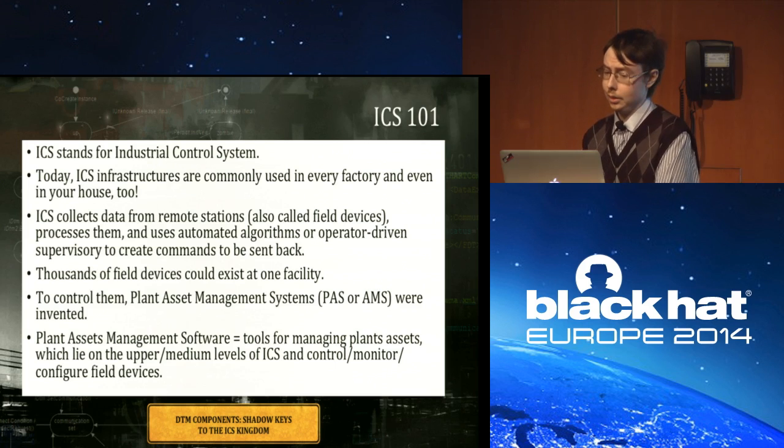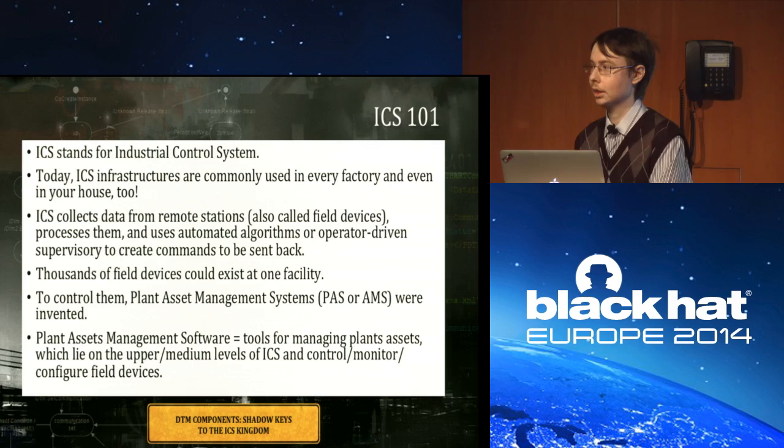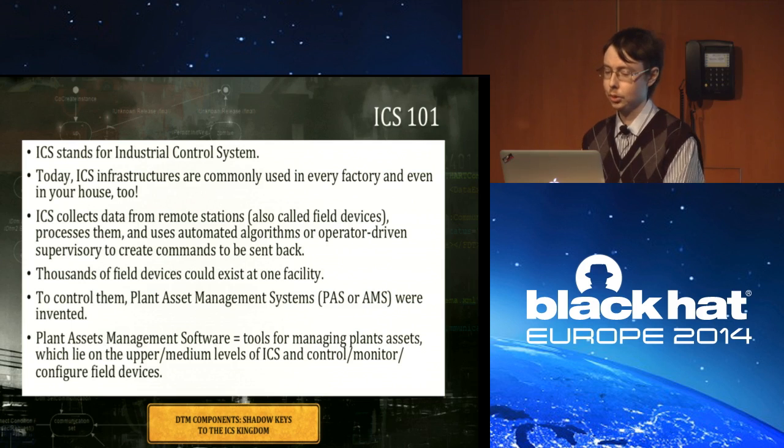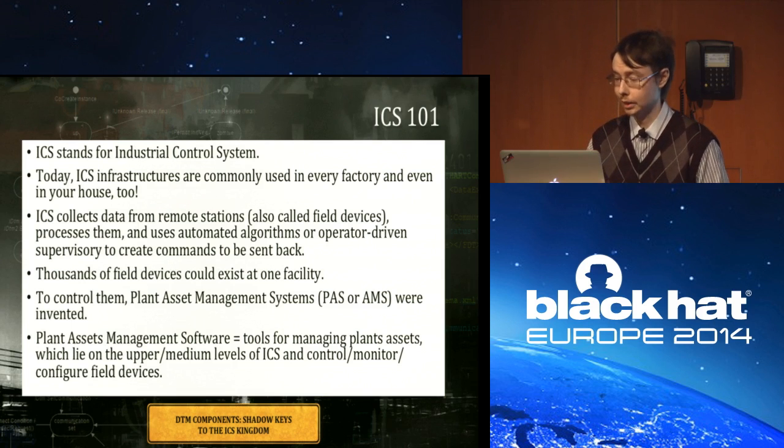You can find thousands of devices in a facility. To control them, plant asset management, PAS or AMS systems were invented. PAS systems are tools for managing plant assets, field devices, controllers, gateways, and other things. They lie on the upper medium level of the plant ICS network and are used for controlling, monitoring, and configuring field devices.